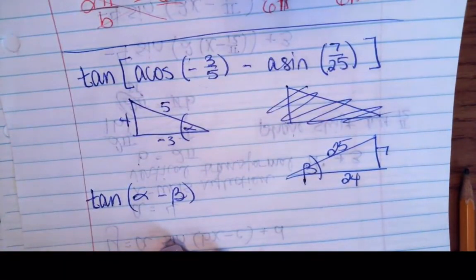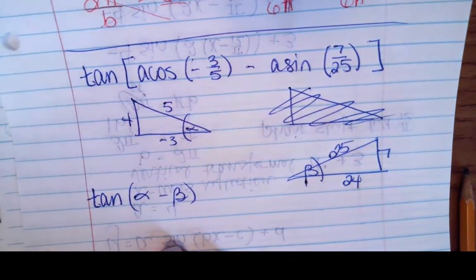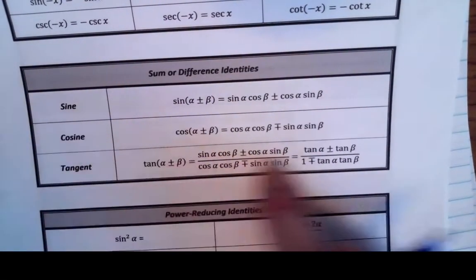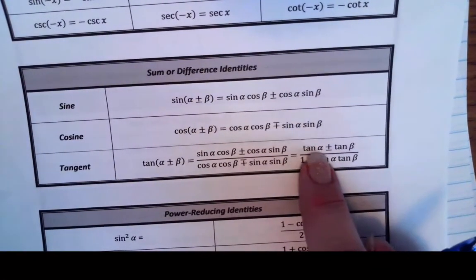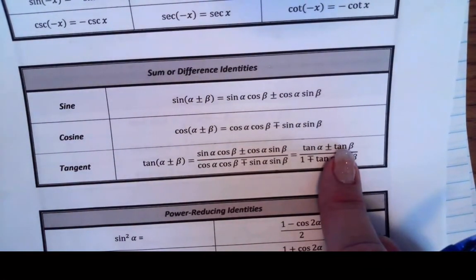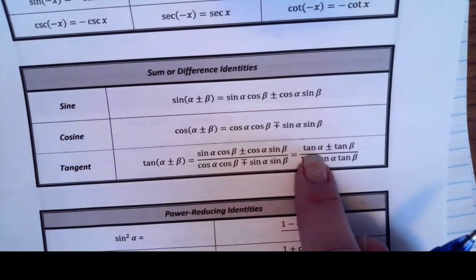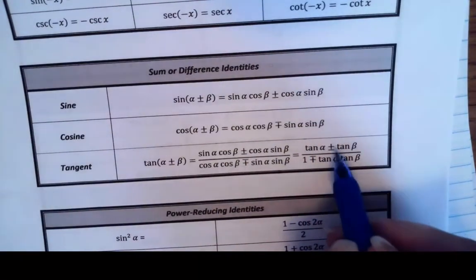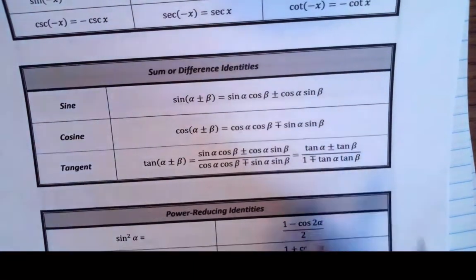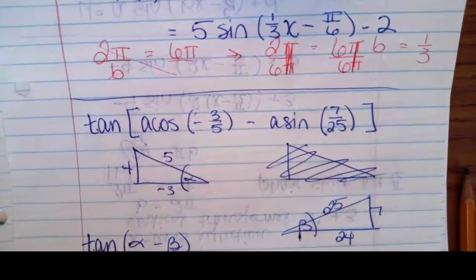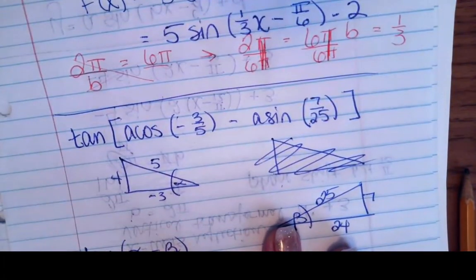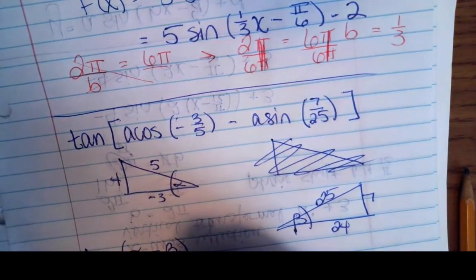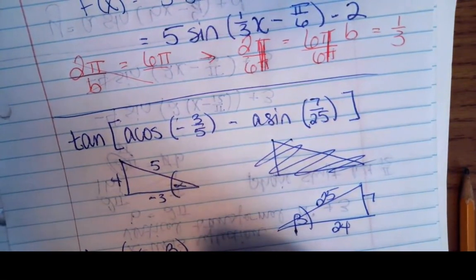All right, so now when I step back, what I actually have is the tangent of alpha minus beta. So using your trig identities sheet, if I have the tangent of alpha minus beta, I can take the tangent of alpha minus the tangent of beta over 1 minus, or sorry, hang on, what are we doing? We're doing subtraction. Subtraction's on the top, addition's on the bottom. So that gives me tangent alpha minus tangent beta.